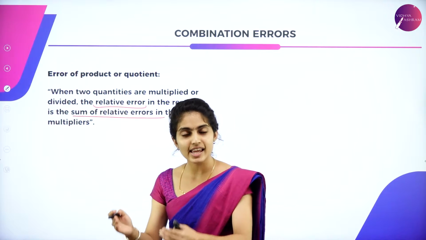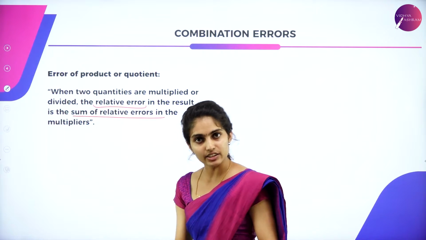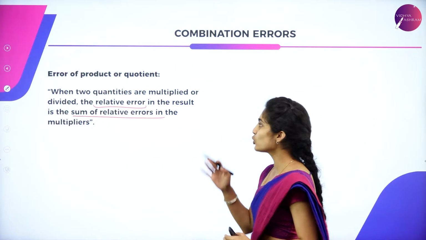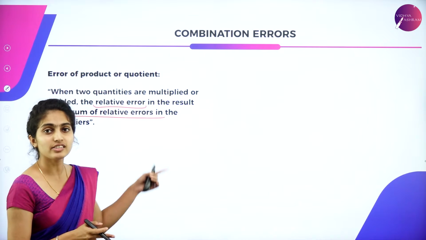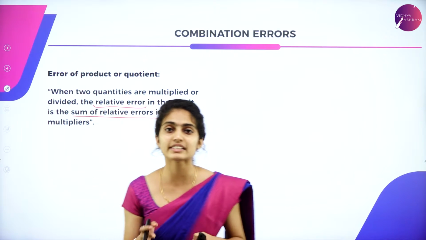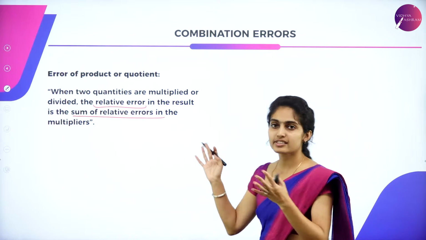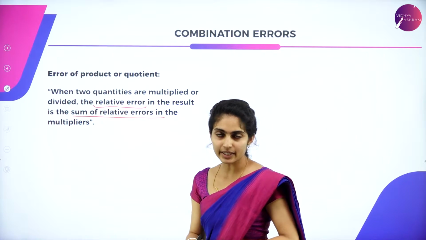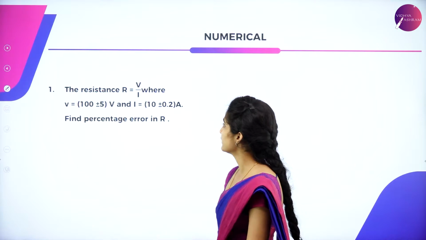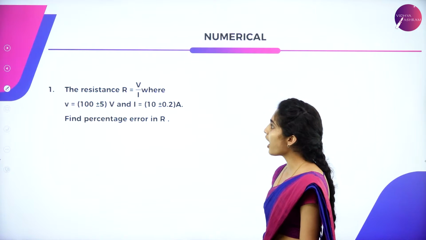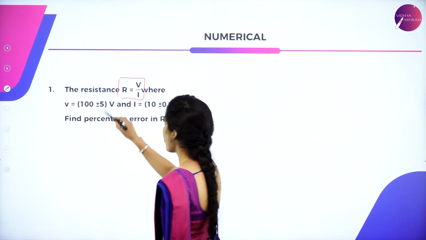The same rule carries on for multiplication as well as division. So when two quantities are multiplied or divided, the relative error in the final result will be the sum of the relative errors in the individual quantities, or the relative errors in the multipliers. In order to better understand this, let us solve a numerical: the resistance R is equal to V by I. You all know this is from Ohm's law.